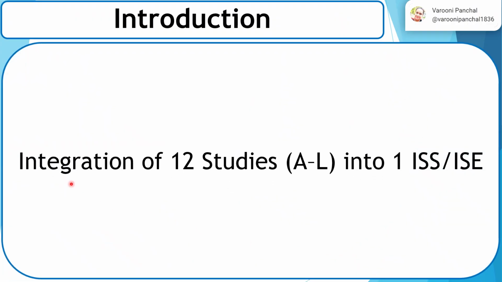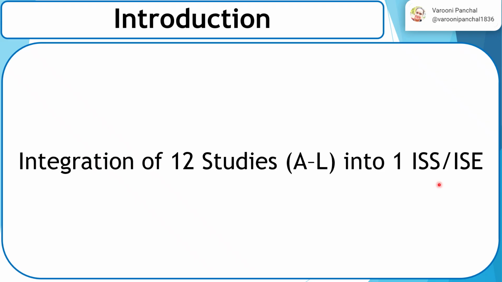Introduction. Now let's consider the integration of 12 studies, A, B, C, D, E, F, G, H, I, J, K, L, into one ISS and ISE study. The process of integration is nothing but combining all these 12 studies into one ISS and ISE study that is used for the submission to the USFDA or the regulatory authorities, right?